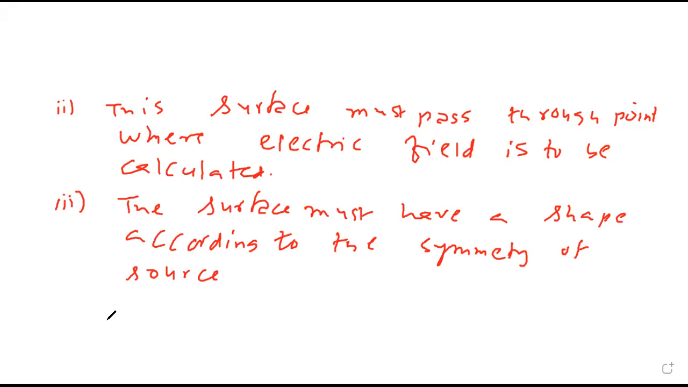According to symmetry of source means, suppose this is spherical surface. So if I want to enclose this charge, I will draw a sphere only. So my source is spherical charged surface. My Gaussian surface will be also spherical. That is the meaning. It should be symmetrical with the source.